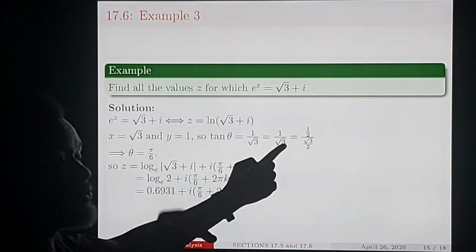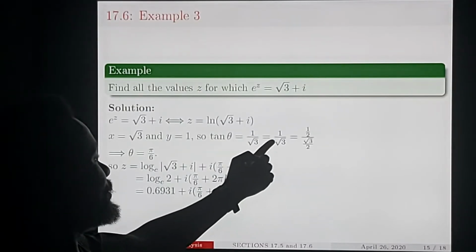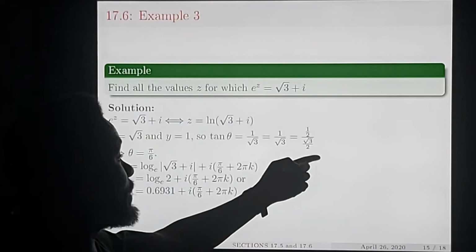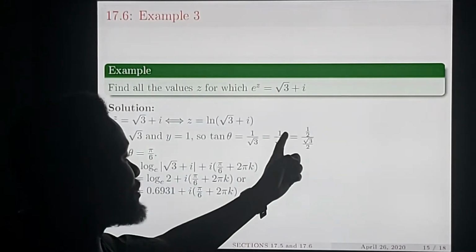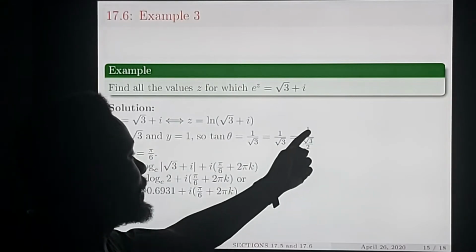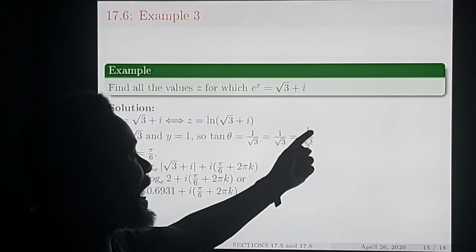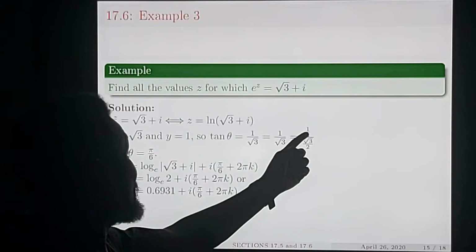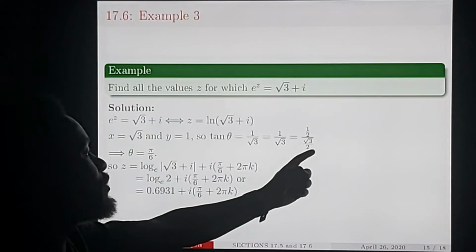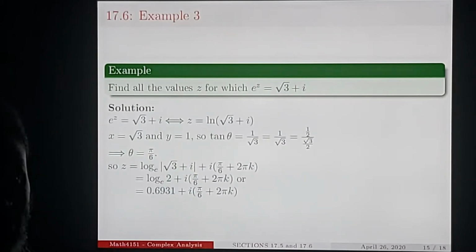Now, this reminds you of a nice way of remembering. 1 over root 3 is the same as 1 over 2 divided by root 3 over 2. I just multiply by a half. Now this corresponds to sine, this corresponds to cosine. So the angle whose sine is a half is 30 degrees, which is pi over 6. And cosine of root 3 over 2 is the same angle, so it will be pi over 6.